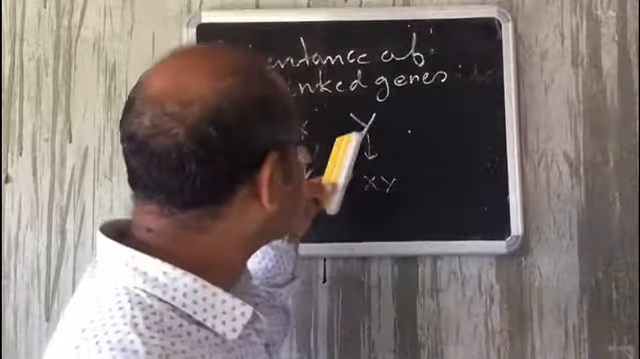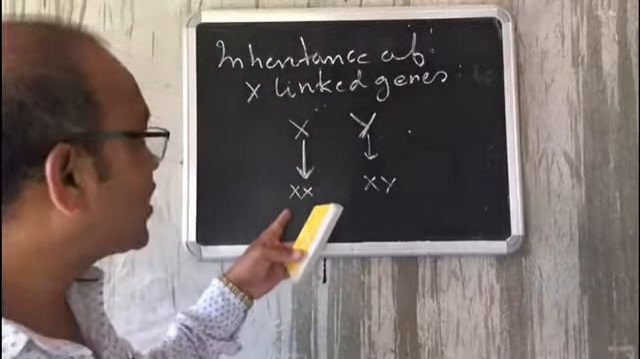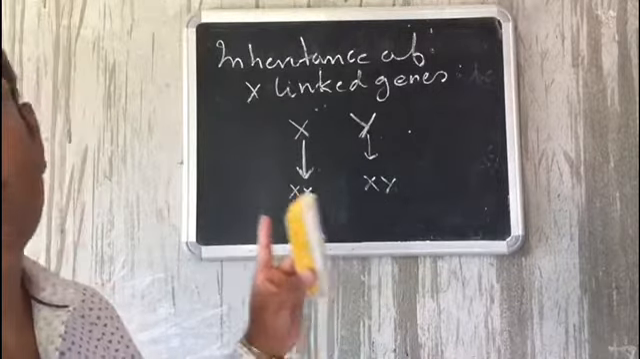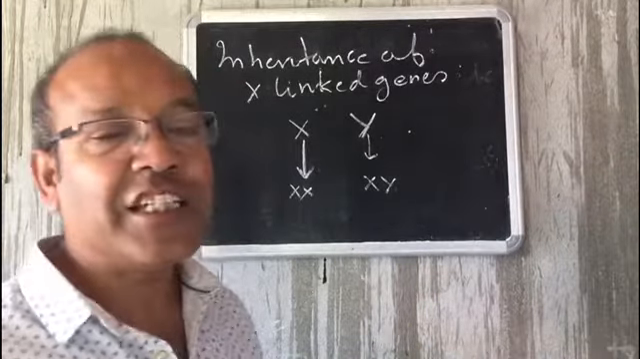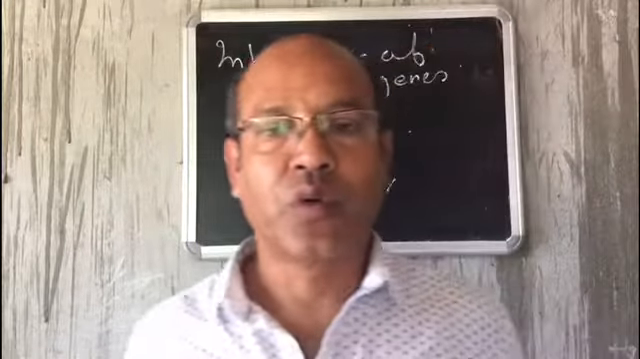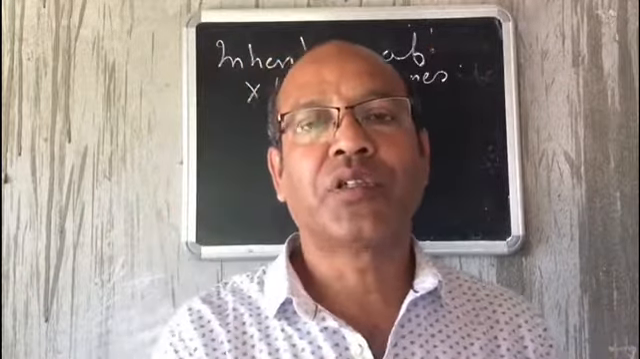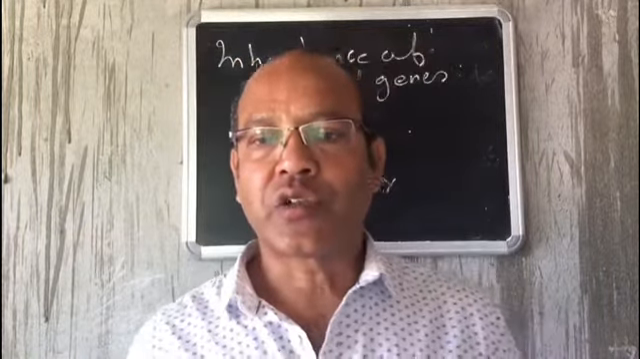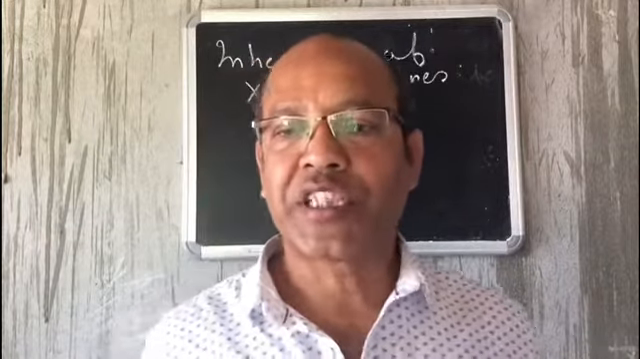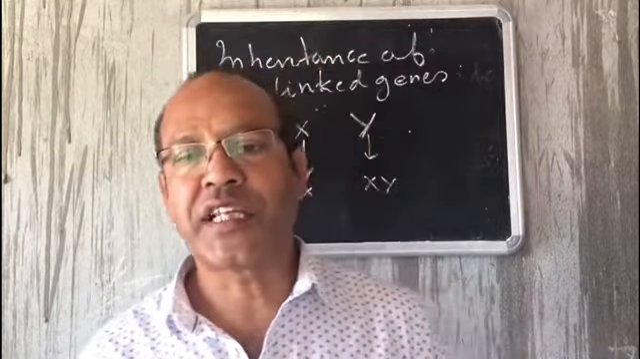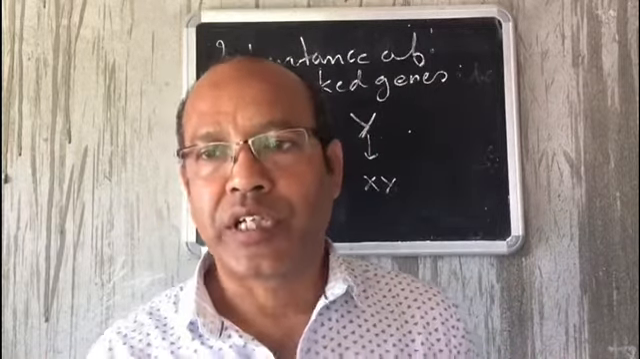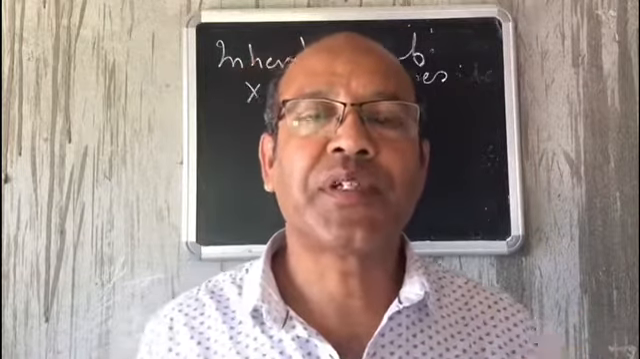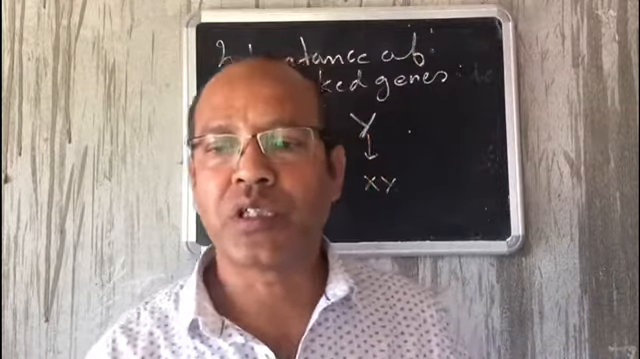Similarly, the mother can only transmit the X to the son, the sex-linked gene to the son. So what we see here, there is a cross from father to the daughter and from mother to the son. This is called a crisscross inheritance, as there is change of sex in the next generation. The character that is present in the mother is transmitted to the son in the next generation. The character that is present in the father is transmitted to the daughter in the next generation.